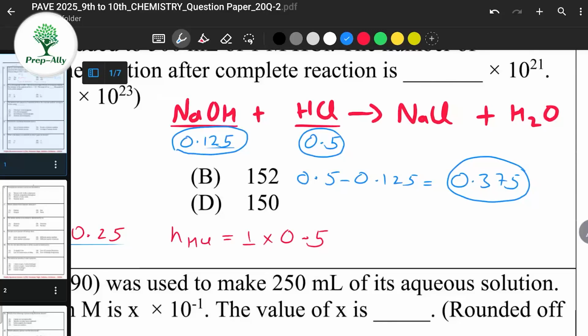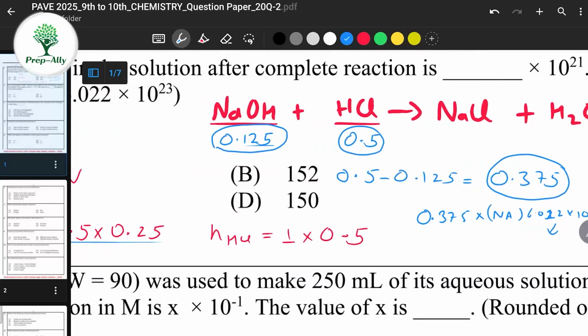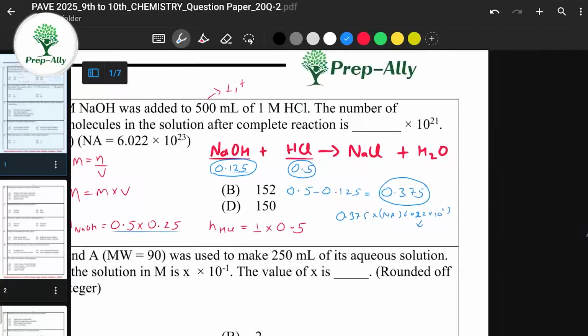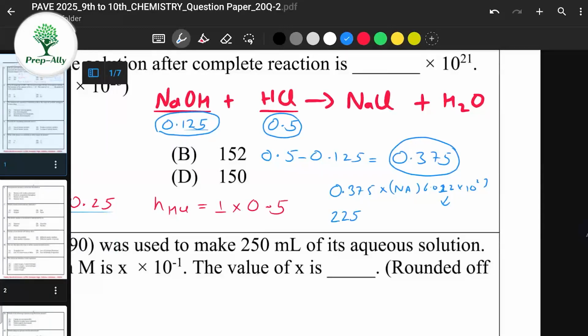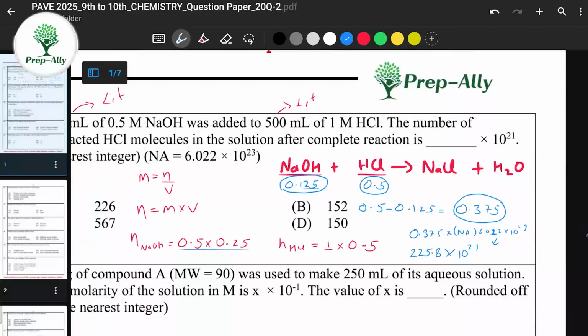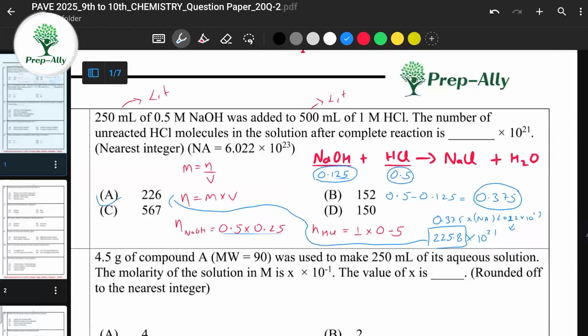We can directly multiply the number of moles by the Avogadro number, NA, that is 6.022 into 10 to the power 23. After multiplying, the exact answer we get is 225.8 into 10 to the power 21. This 225.8 can be written as 226 by rounding off. That's why A is the correct option.